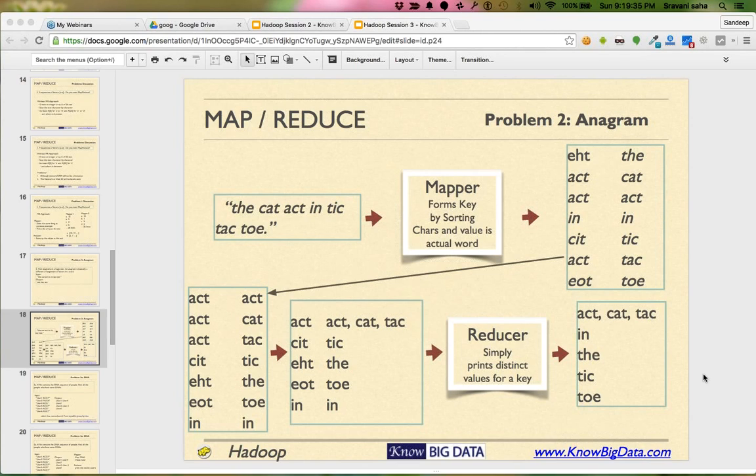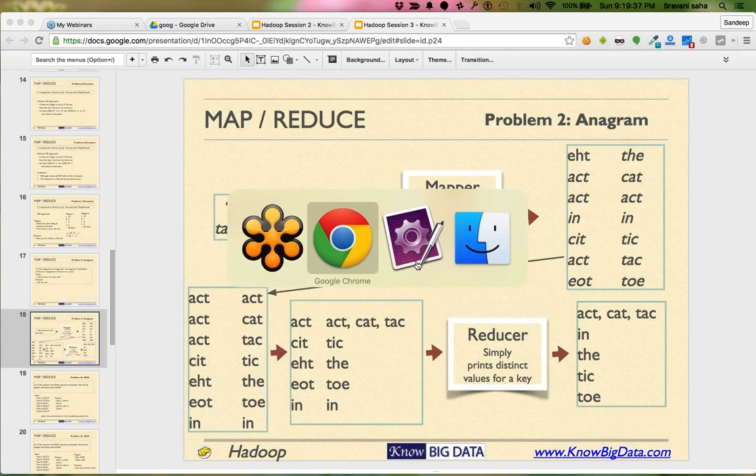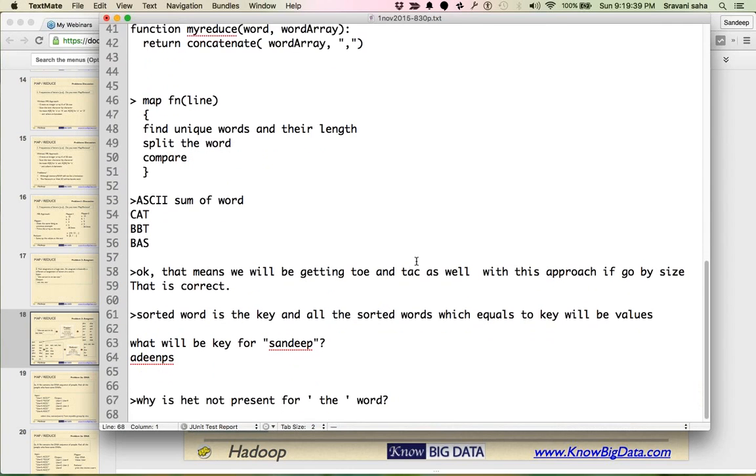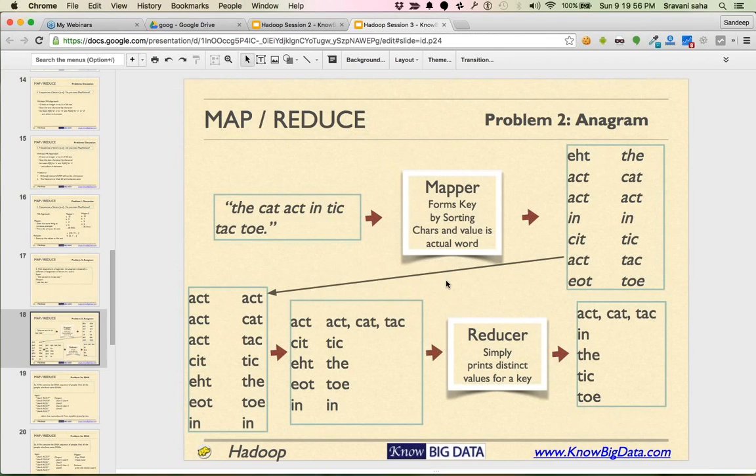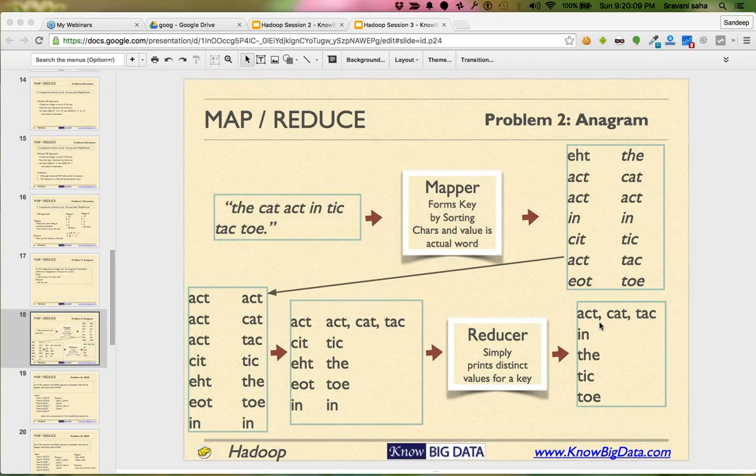Now Ganpati's question is why EHT is not present for the word. For the word, what will be the key? We sort it alphabetically. E is the smallest letter, and the key is EHT. We are generating the key for each of the words by ordering the letters alphabetically. Does it make sense now?